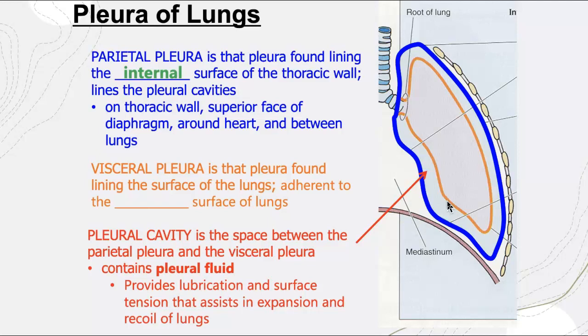Then we have our visceral pleura over here in the orange, and this is going to be the serous membrane that is going to line the surface of our lungs and is adjacent to the external surface of our lungs. Now, sitting between these two pleural layers will be our pleural cavity, and this space is going to contain pleural fluid. And this is so we can provide lubrication and surface tension that will assist us in our expansion and recoiling of the lungs.